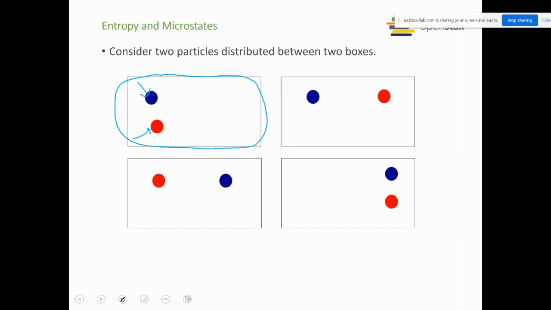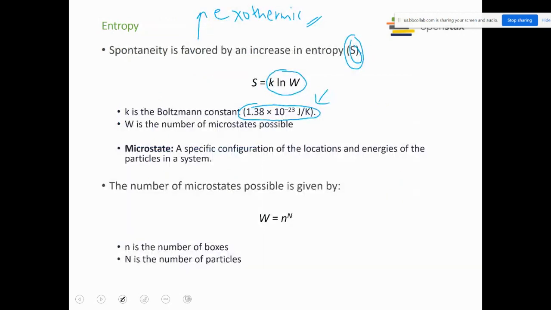If I count the different ways I can locate those particles, that is called a microstate, right? And again, I wouldn't worry about energies as much, because I'm not going to give you an example that involves energy whenever we work some mathematical problems. Basically, think about that as how particles are or can be located in a system. That's it. That's called a microstate.